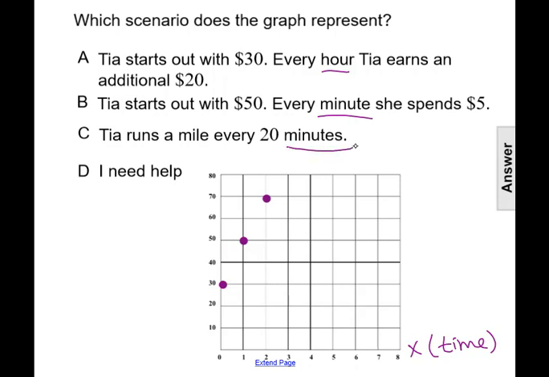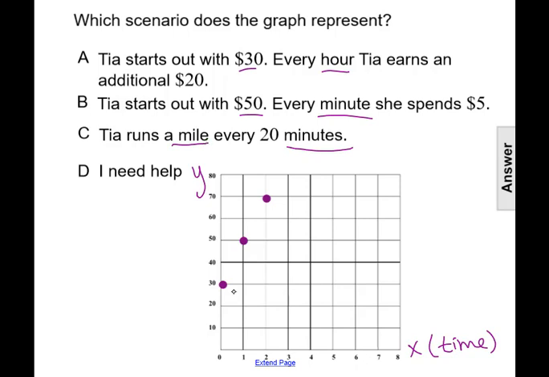So now we're also talking about, in the first two scenarios, the dependent variable being money, with the $30 and the $50 and then spending $5 and earning $20. So the dependent variable is about money, whereas in choice C, your dependent variable is running miles. So it's a distance. We have to take a look at which dependent variable makes sense with the independent variable, and then which coordinate points make sense for each scenario.